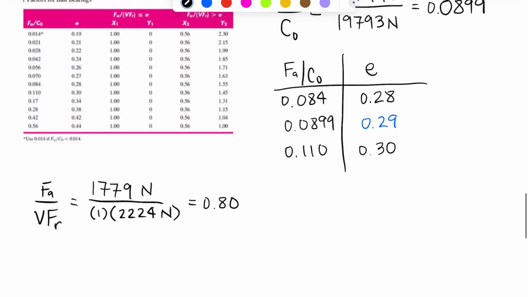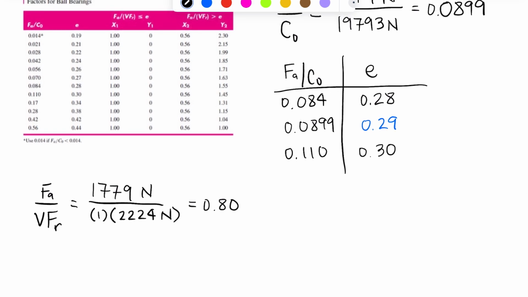Now I need to compare this ratio to the e value that I solved for earlier, and it looks like this is greater than my e value of 0.29, right? So that means that Fa over VFr is greater than e, which puts us on this side of the table. So our axial thrust load is high enough that it does have an effect on the equivalent radial load this bearing is carrying.